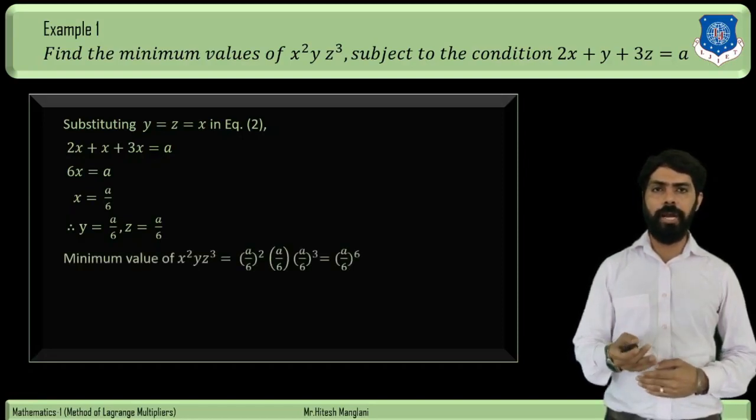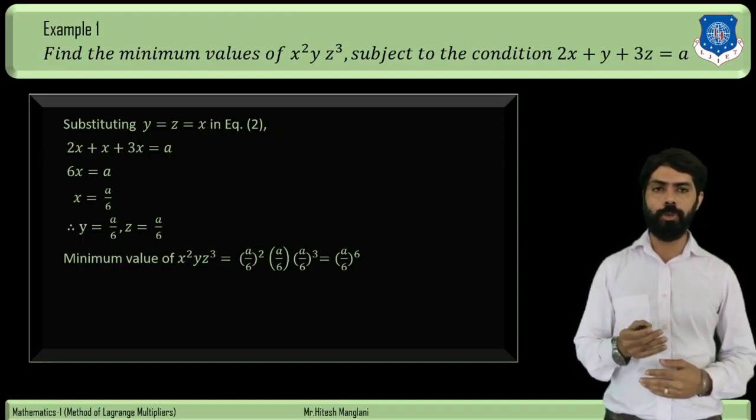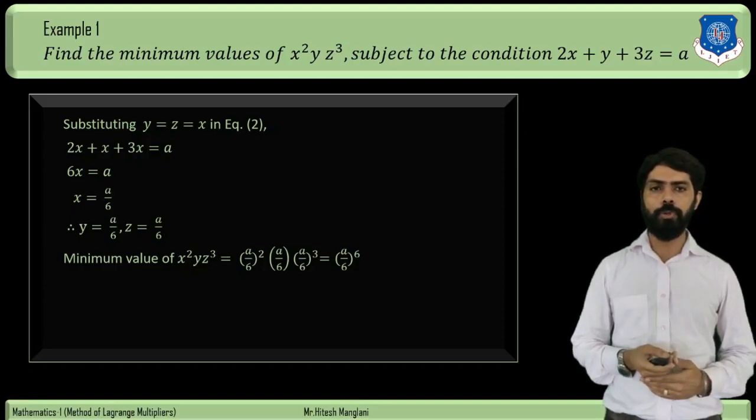Now as we have to find the minimum value of the function which is x square y z cube, substituting values of x, y, z in this function, it will be a by 6 whole square into a by 6 into a by 6 whole cube. So we can say that it will be a divided by 6 whole raised to 6.